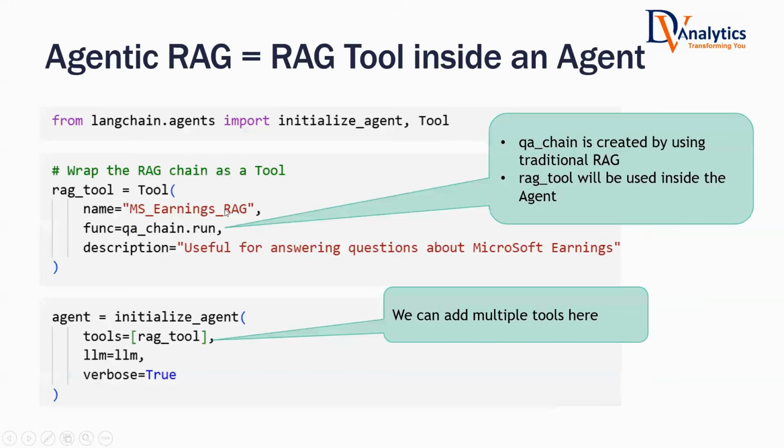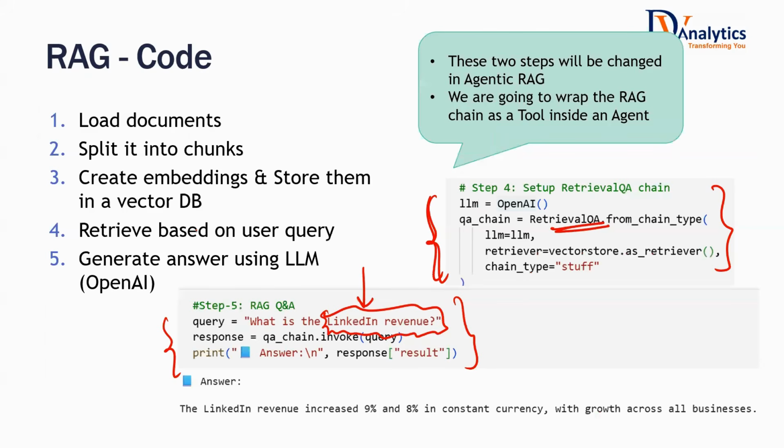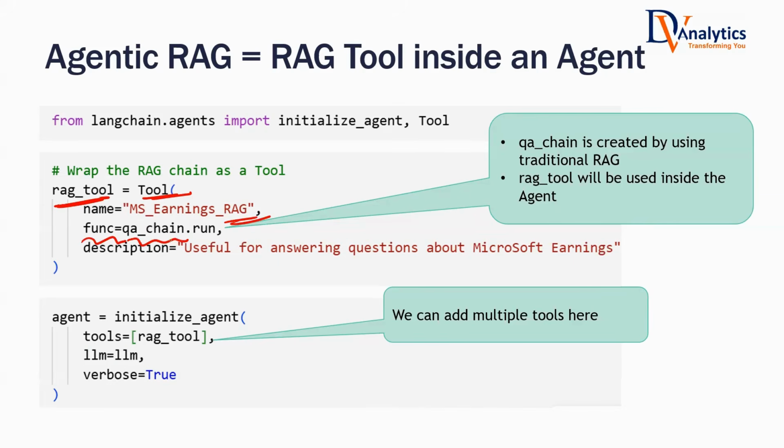So wrap the whole RAG chain as a tool. You will create something called a RAG tool. You will use the function tool. You can name it anything. And then the function is the Q&A chain. Earlier, we created this Q&A chain, which is a RetrievalQA from chain type. This whole RAG, which has the LLM, the vector store information, everything, you just put that as the function.